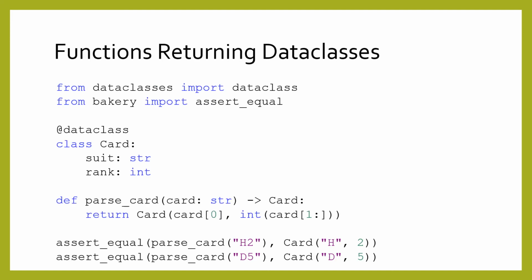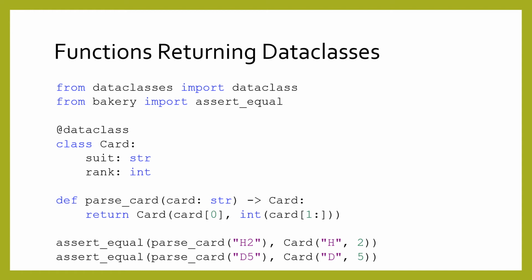Functions not only can consume data classes, they can also create them. In this example, we have a parse_card function that consumes a string value and produces a card instance. To do so, the function must call the card constructor and pass in the appropriate fields. In this case, that means the first character of the string as the first argument, and then the rest of the string converted to an integer for the second field.